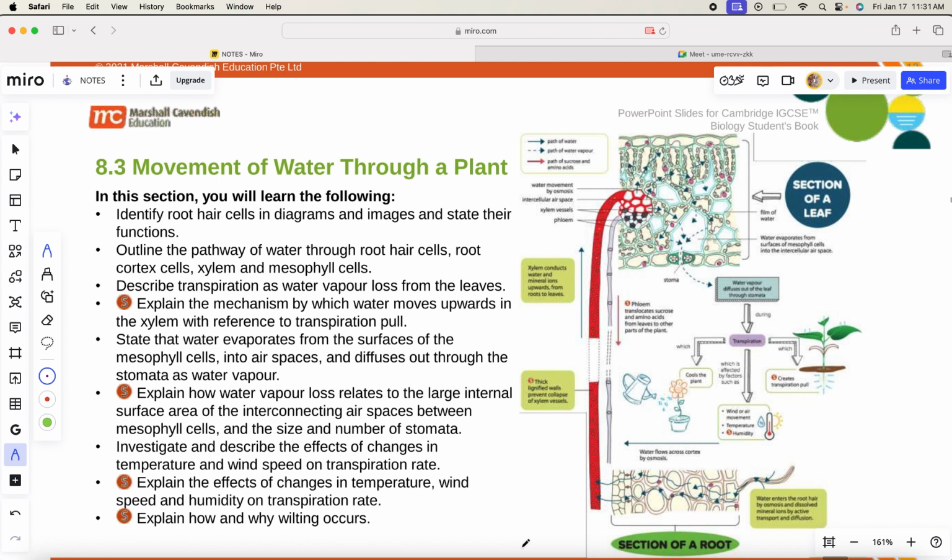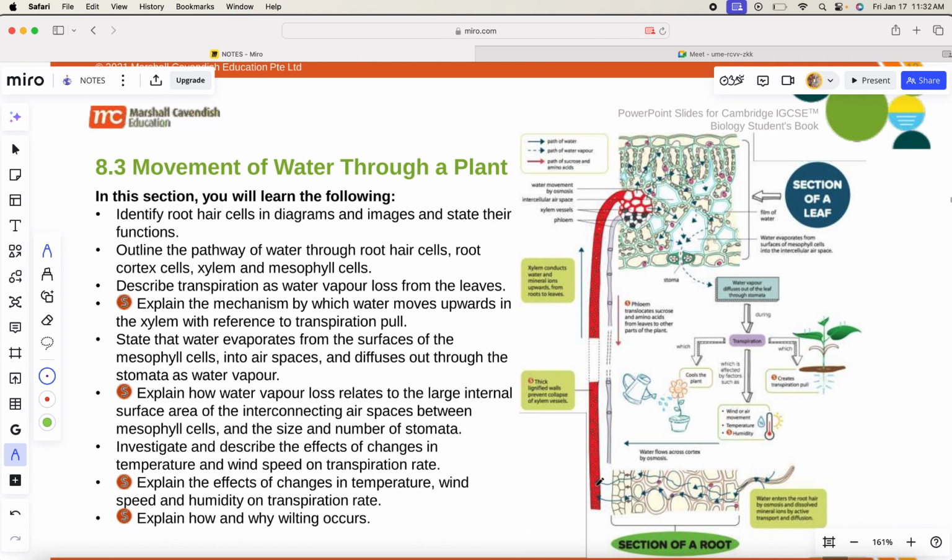The mineral ions are absorbed by the root hair cells through a process known as active transport. What's the difference between active transport and osmosis? The difference is that active transport requires energy from respiration, okay? And it is against the concentration gradient. Active transport is against the concentration gradient. So we must understand this.